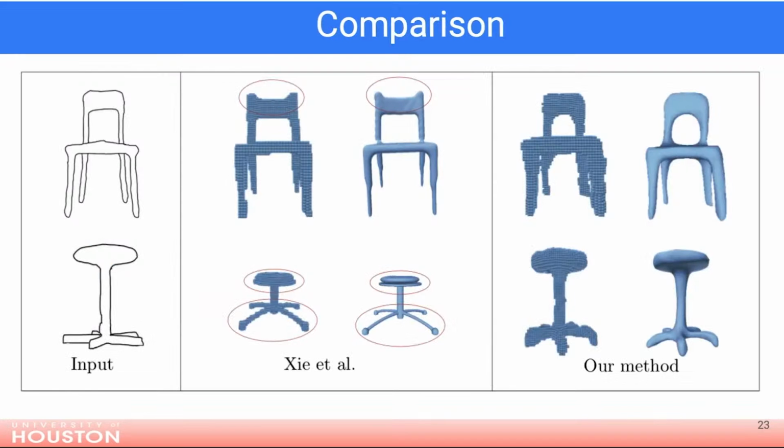Xie et al. proposed a retrieval-based method to retrieve different parts of one object from a given dataset and do part assembly to generate the final result. Since this method requires a large dataset, if one cannot find similar parts like the back of the chair at top and the foot of the chair at bottom, the result will be bad. On the other hand, our method has generation ability, so the generated model can fit well with the input sketch.